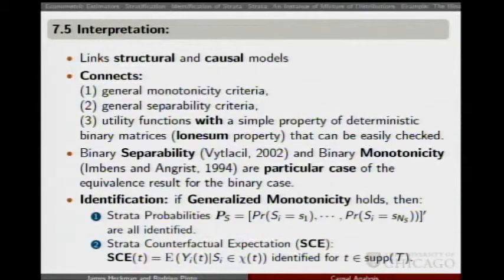So this interpretation plays a very powerful role. It allows us to link structural and causal models. It allows us to connect general monotonicity criteria, general separability criteria, but it also allows us to look at this A matrix, which is basically something where we have a lot of prior information. So instead of just saying we hope it's monotone and we hope we satisfy some version of generalized monotonicity, we can actually look at identification by looking at the property of which strata are eliminated. So we have lots of strata, but economic theory can eliminate those strata. So in this revealed preference analysis on MTO by Pinto, he eliminates quite a few.